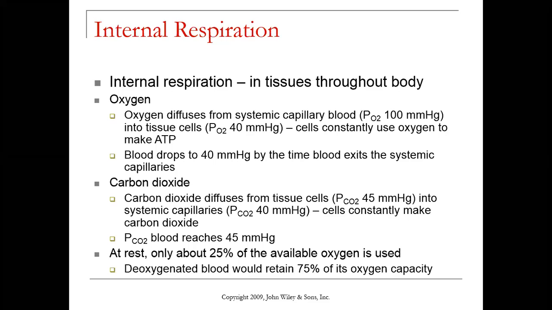At rest, only 25% of the available oxygen is used, and deoxygenated blood will retain 75% of its oxygen capacity. Now, this is a very important sentence. We have to understand that. We have discussed that in the systemic capillaries, oxygenated blood, red blood, has 100 millimeters of mercury partial pressure. We have discussed that in venous blood, blue blood, or deoxygenated blood, the partial pressure is 40.